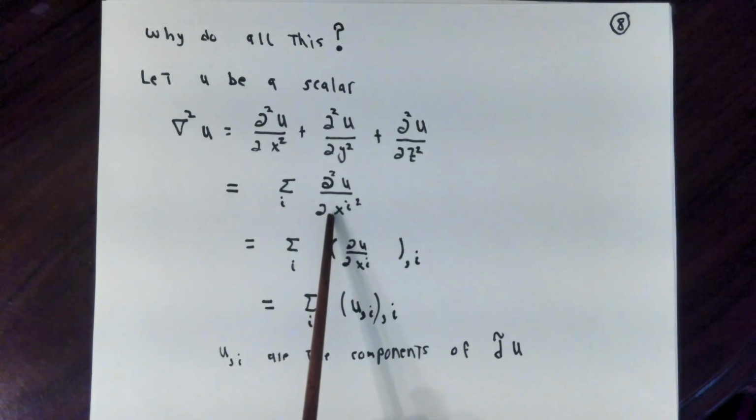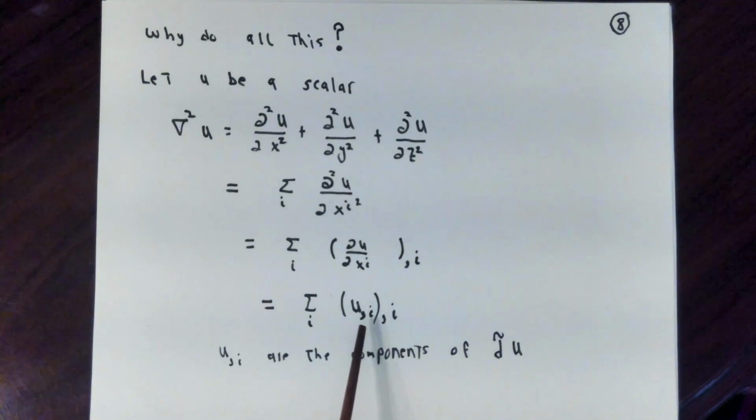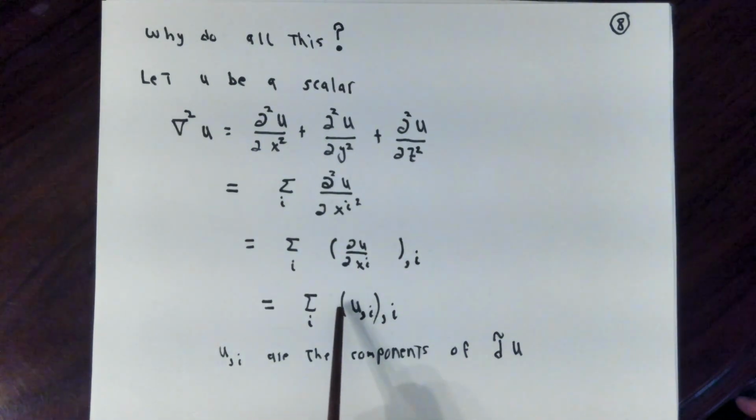I can write it in a sum. I can write it using the comma index. I can use the comma index again. If I have a scalar function and I take the partial derivatives of it with respect to the coordinates, I get the components of a one form, which we had previously called d tilde u. So the things inside these parentheses are components of a tensor of a certain type.